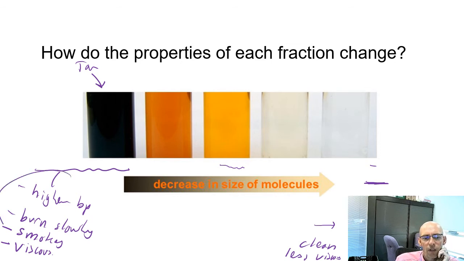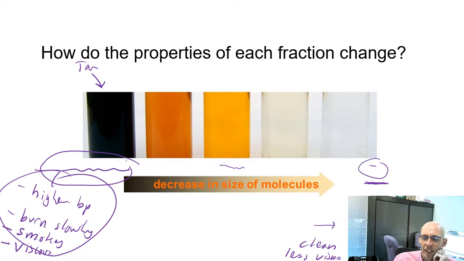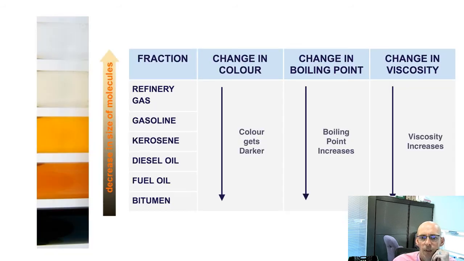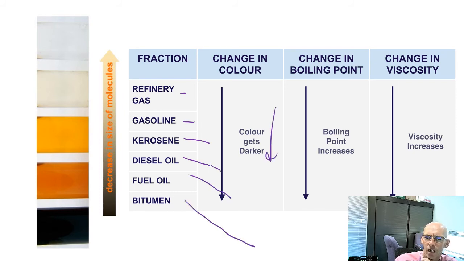So you've got to make sure that you know the properties. I would suggest you learn all of the properties for a very long chain and for a very small chain, and then you'll be able to compare any two chains. So, as the chain of hydrocarbons gets longer and longer and longer, the colour gets darker, the boiling point gets higher, and they get thicker, harder to pour, more viscous.